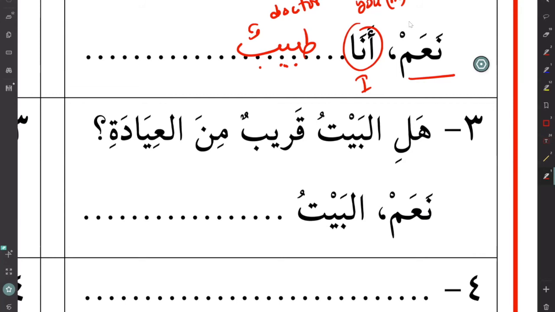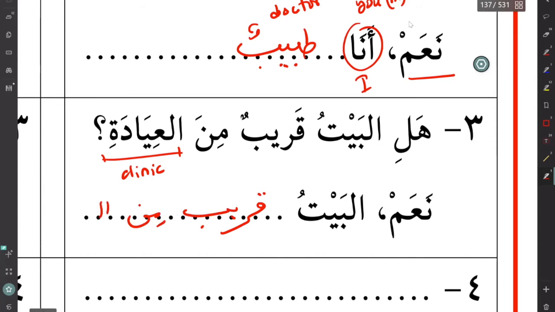Here we have هل البيت قريب من العيادة؟ Remember this word, عيادة is clinic, right? So is the house close to the clinic? نعم, yes, البيت قريب من العيادة. You can just simply repeat the whole thing. Okay.